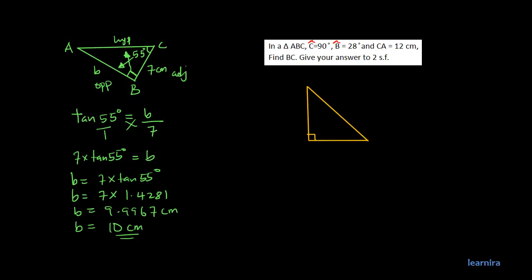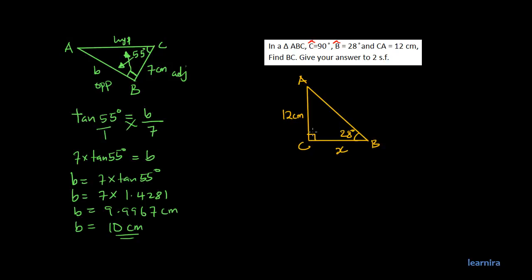So it means this is going to be C, since the angle at C is 90 degrees, and the angle at B is 28 degrees. So let's just say this is our B here, 28 degrees, and we have that CA is 12 centimeters. Let's take this as A. So CA is 12 centimeters. We're asked to find BC. Let's just take this as X. Give your answer to two significant figures.